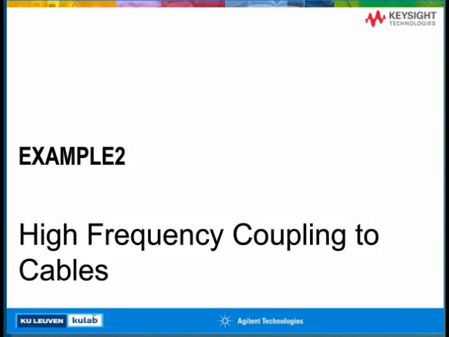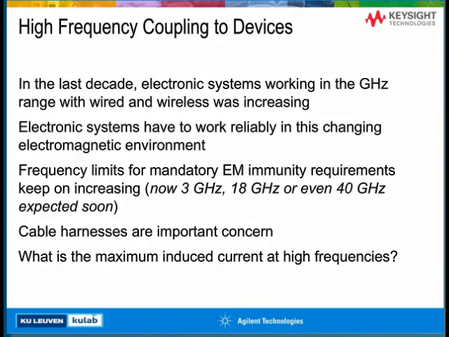Now let's turn to the second example, which is more of a classical EMI example, and we'll be looking at the coupling to cables, and more specifically the high frequency coupling to cables. So what's the background of this example? In the last decades, electronic systems working in the gigahertz range have been increasing, and they have both wired and wireless interconnections. Electronic systems still have to work reliably in this changing electromagnetic environment.